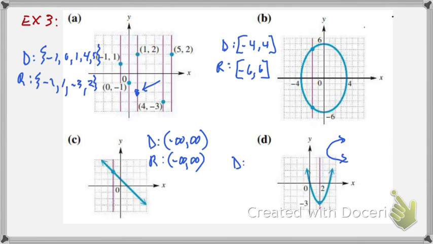Is there any value X cannot be? No. So it runs through all of them here.